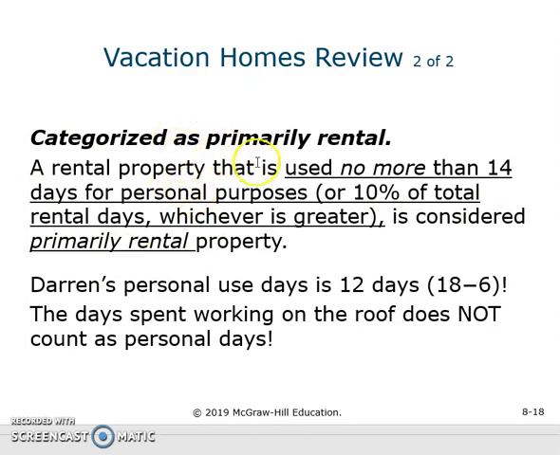Well, we would categorize it as primarily rental because Darren's personal use days are only actually 12 days, because even though he spent 18 days there, he spent 6 days working on the property by putting on the new roof. So those 6 days do not count as personal use days. So it would be classified as a primary rental because it was used for no more than 14 personal days, or 10% of the total rental days, whichever is greater.